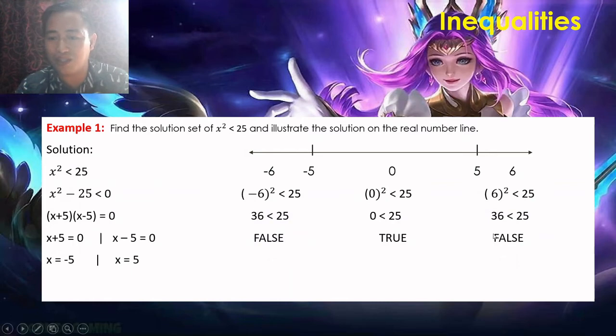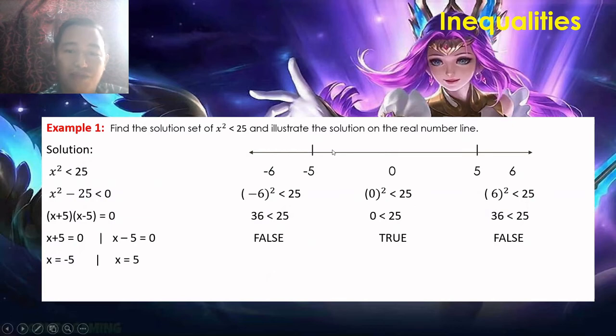The next one class, 6 squared less than 25. So, 6 squared is 36. So, less than siya sa 25. Is this true? Okay, this is false. Kaya dako man si 36 kang 25. Dapat greater than siya. So, class, ang nag-true lang kaning in between nga interval from negative 5 to 5.